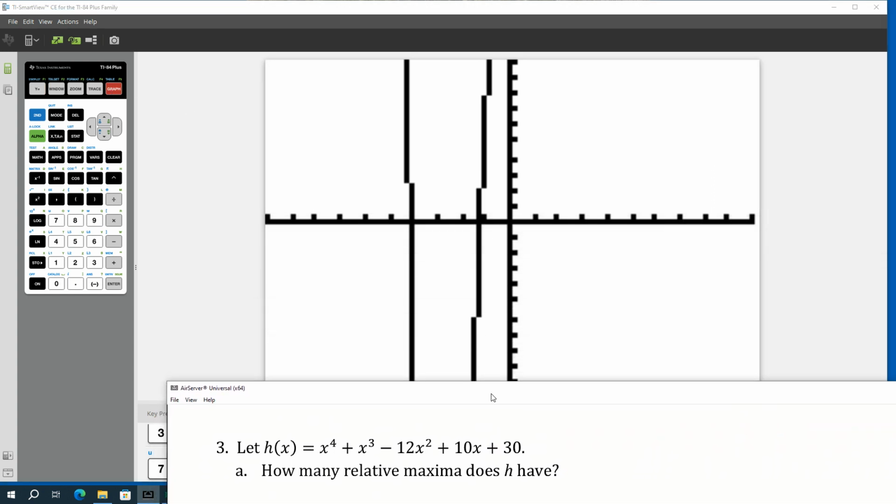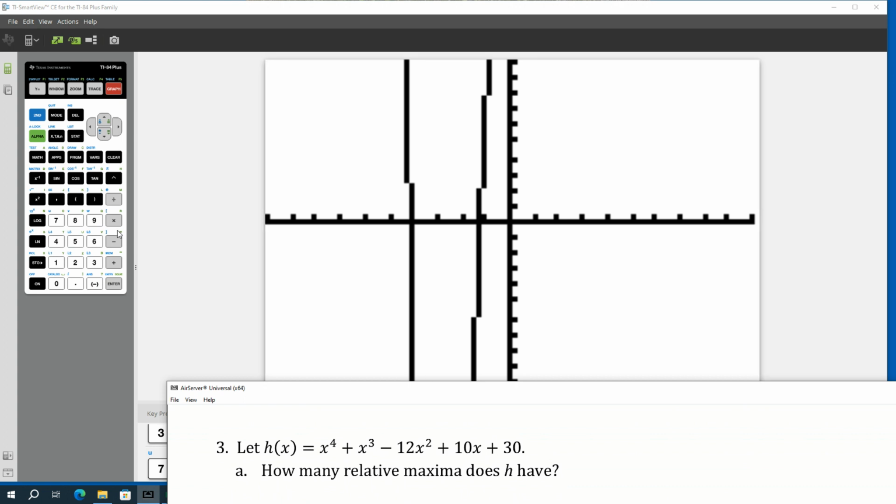All right, so if you just look at the standard viewing window from -10 to 10, this is what it looks like. And then the first question is, how many relative minima does H have? And you can't answer that question based on this graph. Now, one thing I had some of you do on the review, and you did it also on the test, was zoom fit. Zoom fit is not good for this situation. You could try it, but it also is not helpful.